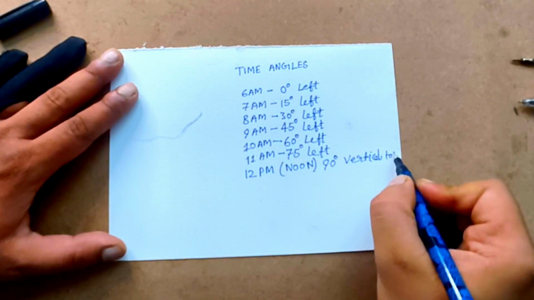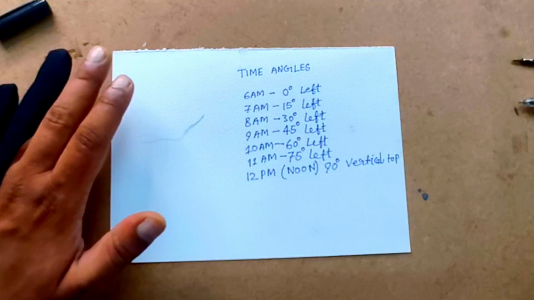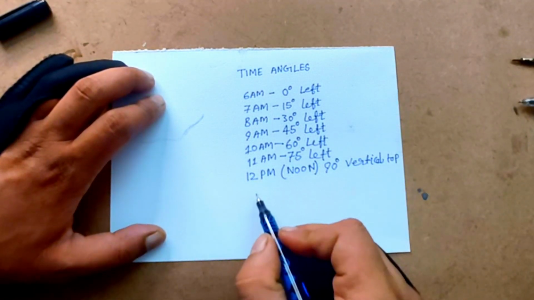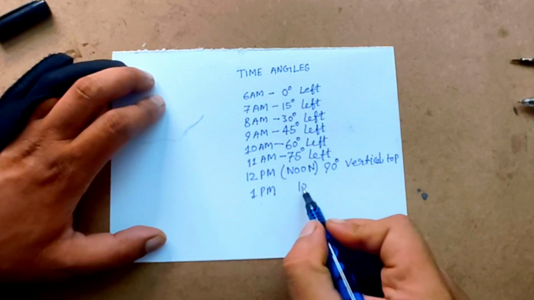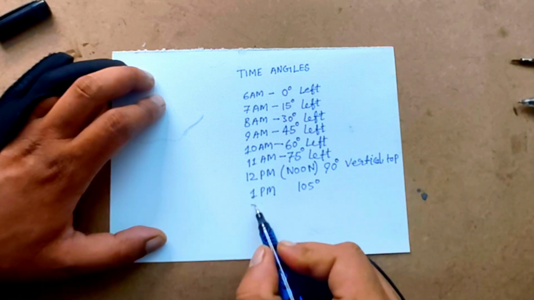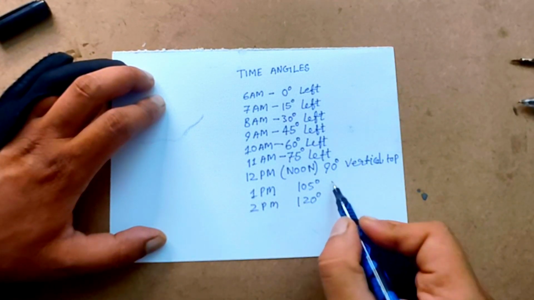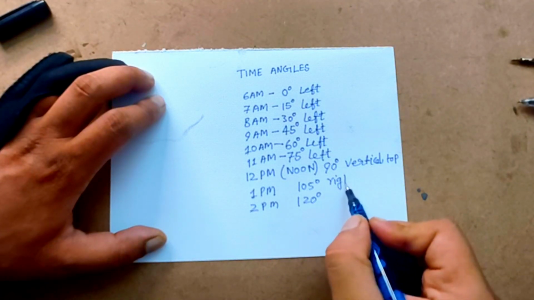Vertical top, right? On the other hand, if we are going to do the PM section, which means time is 1 p.m., I will use the angle of 105-degree. For 2 p.m., I am going to use 120-degree. This will be now in the right hand side.